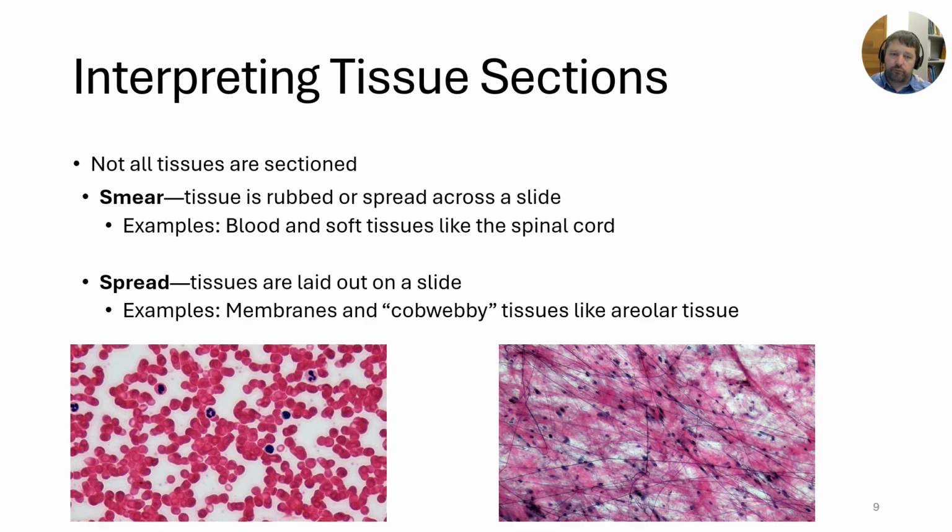So here you can see two examples of that. This is a smear. This is a blood smear, not a red blood cell smear. Okay, there's lots of red blood cells here. You can also see the ones that are nucleated in here. Those are different types of white blood cells. Okay, and then this is a spread, where you can see this cobwebby look to it. That's the collagen fibers in the tissue that are spread throughout.